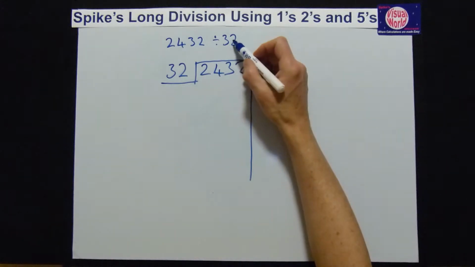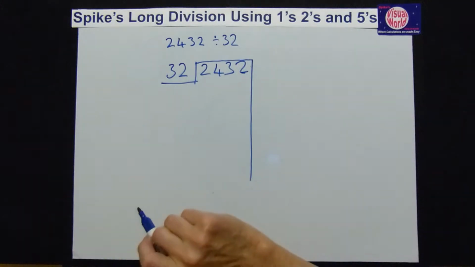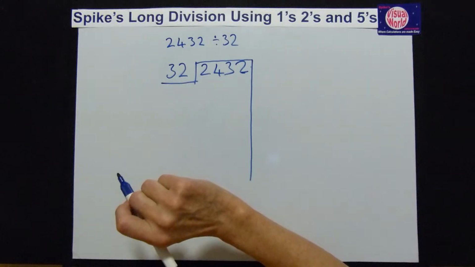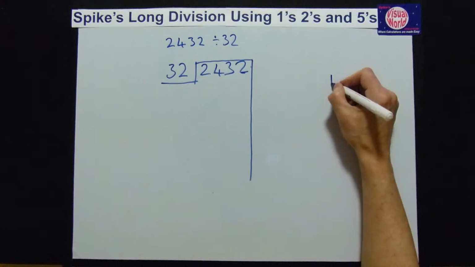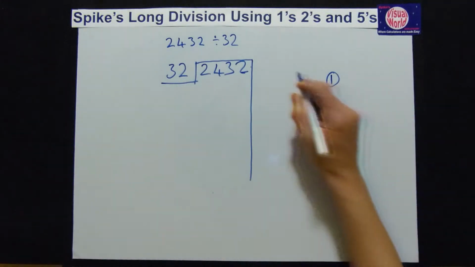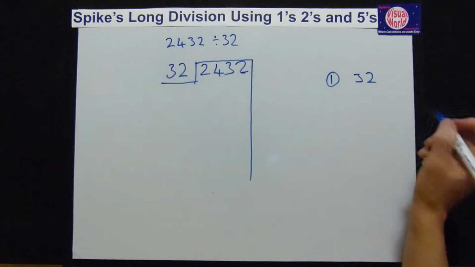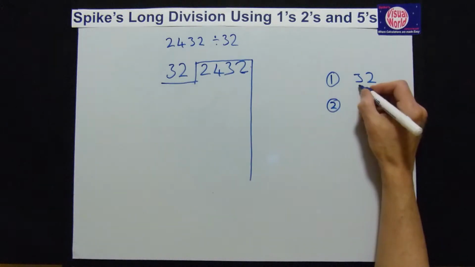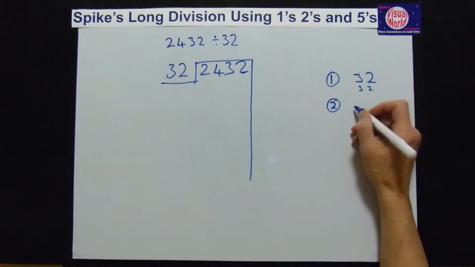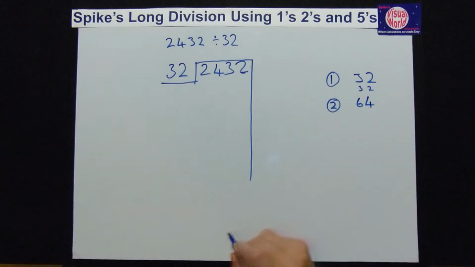We're dividing by 32, so it's 32 we've got to convert into 1s, 2s and 5s. So 1 times 32 gives you 32. Then we're going to need 2, so put a 2 in the circle. Just add another 32 on to get your 2 32s, and we've got 64.